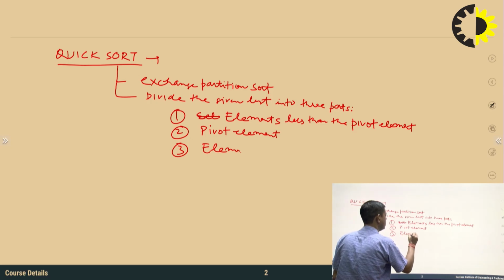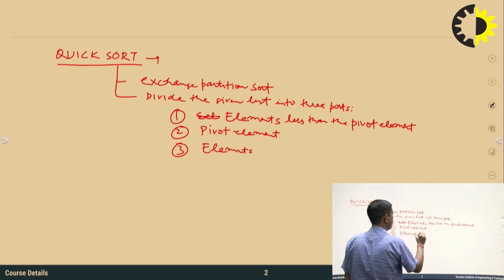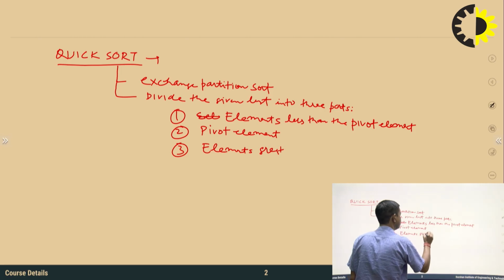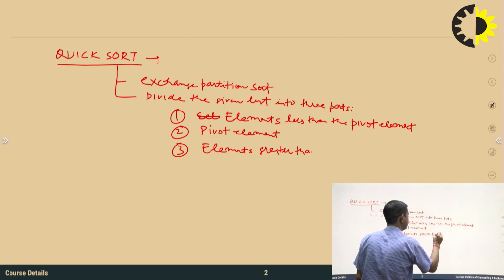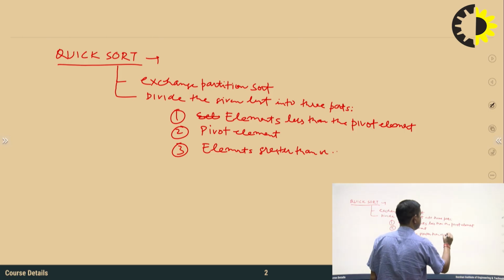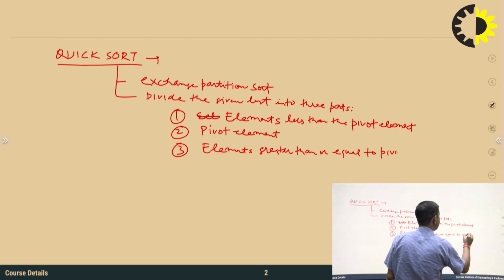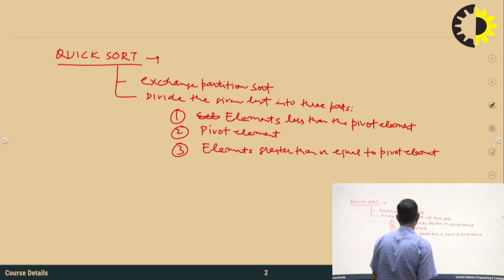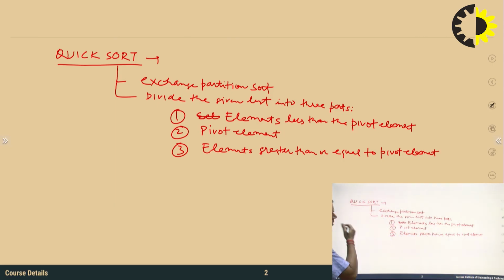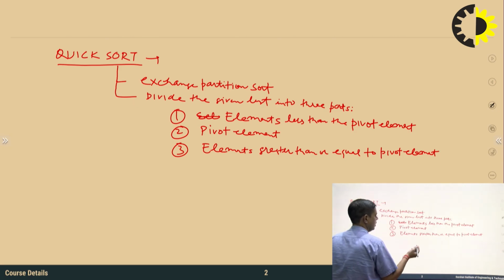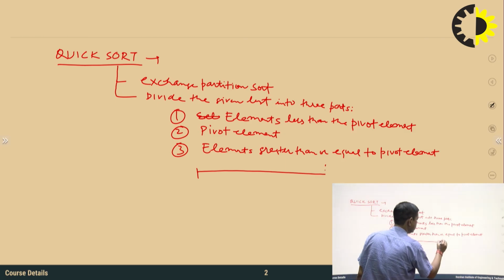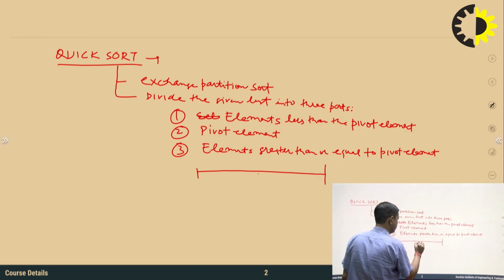elements greater than or equal to the pivot element. These are the three parts this algorithm makes. It is like that. For example, this is the given list, and for example, P is the pivot element.